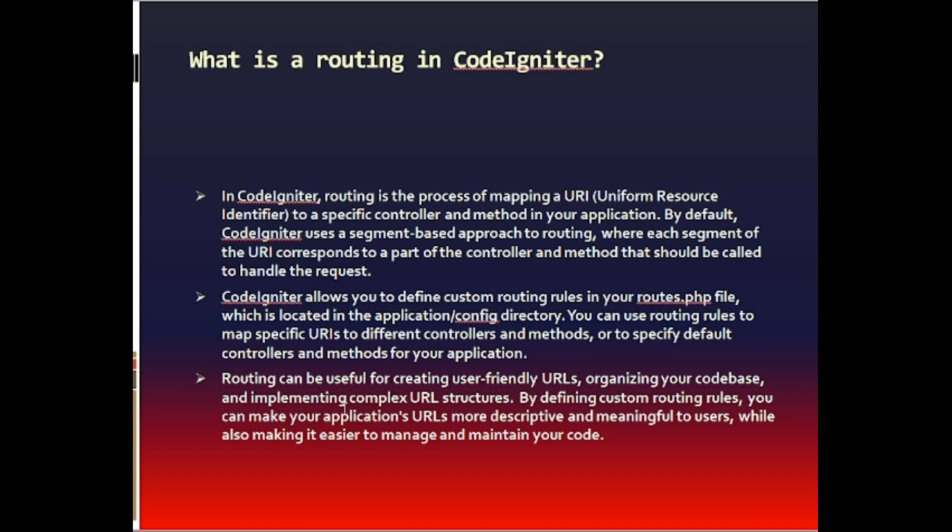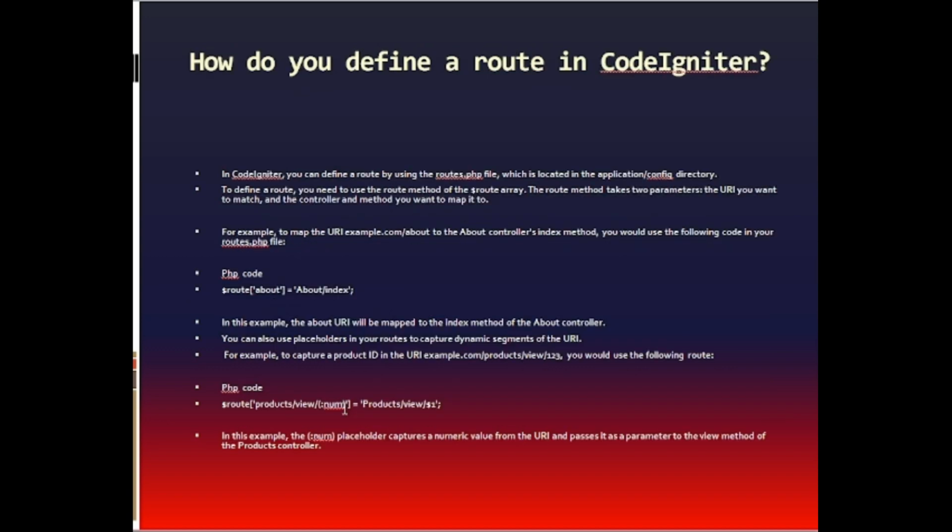Next question, how do you define a route in CodeIgniter? You define a route by using the routes.php file, which is located in the application configuration directory. To define a route, you need to use the route array. The route method takes two parameters, the URI you want to match and the controller and method you want to map it to. For example, PHP code.